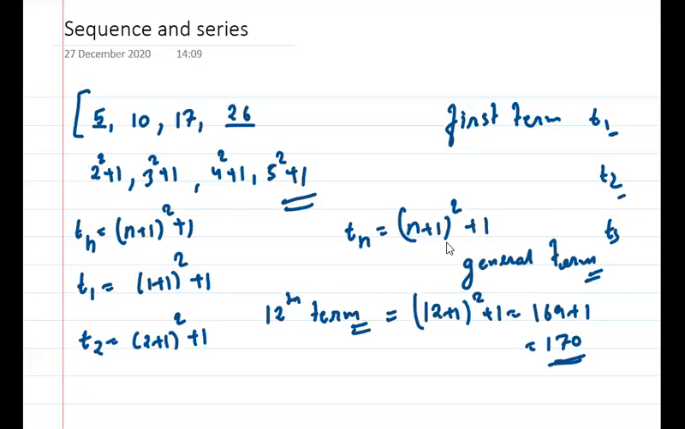Now, your question should be, sir, is this a formula? I'll say no, this is not a formula. This is just a pattern that I wrote. I can write a pattern in different ways. So let's see if I write like this. Think like this.